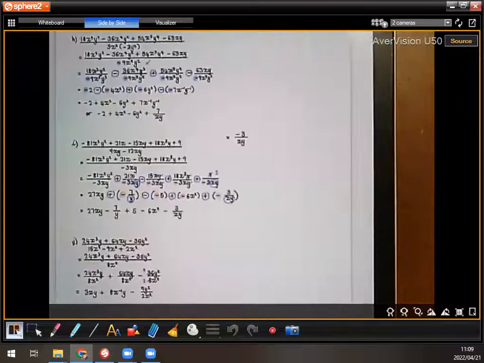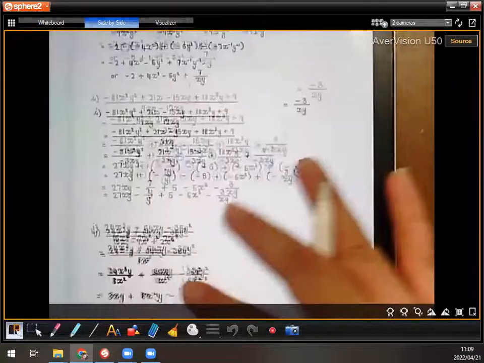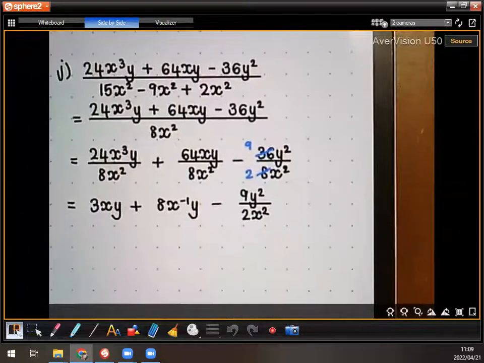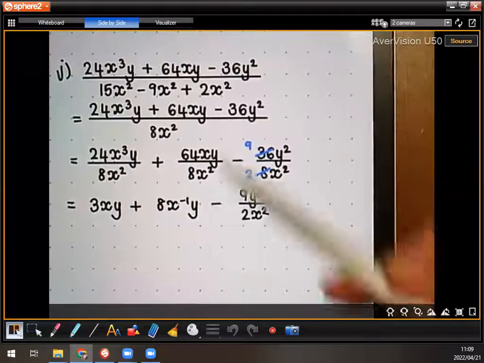Okay, is that done? Okay. All right. So just writing up, right? Each term in the numerator over 8x squared. Now you need to simplify each one separately. So there was something interesting about the second term and the last term. The first one was straightforward.